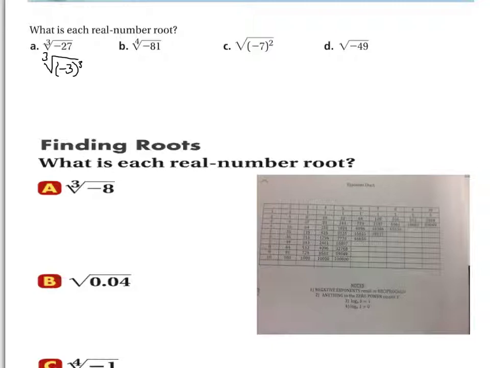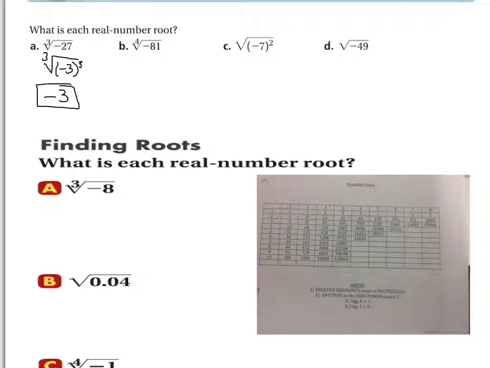Now what you're going to notice is that whenever you have this, you divide the exponent by the index. So the two 3's, the index and the exponent, 3 divided by 3 is 1. They just cancel each other out, no different than if you had a square root and a square. If those cancel each other out, all I'm left with is negative 3. So the cube root of negative 27 is negative 3.